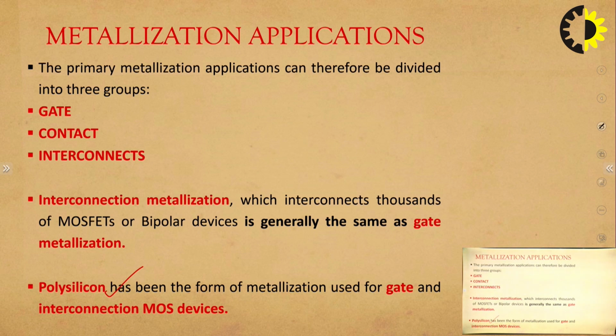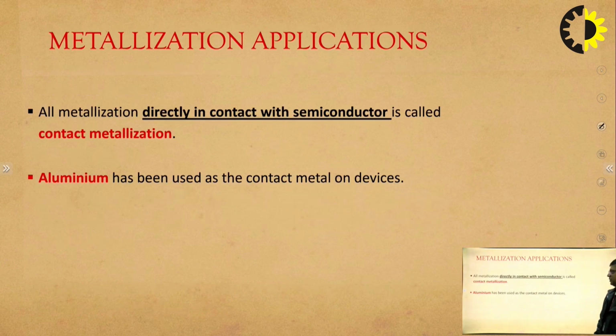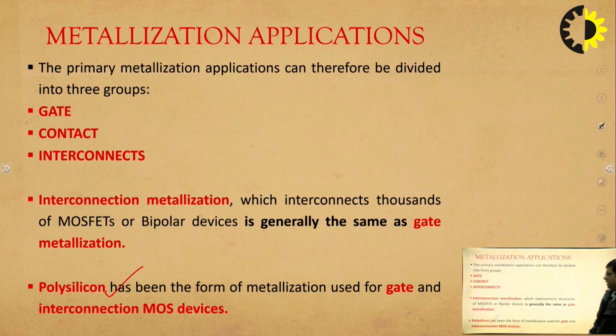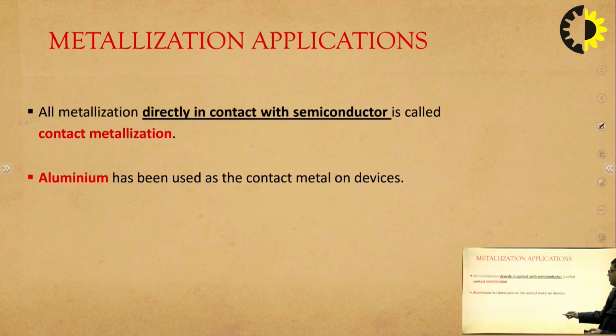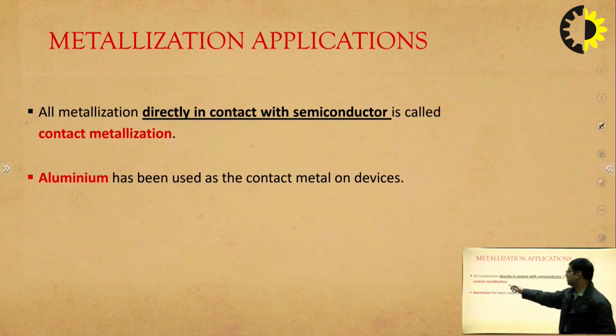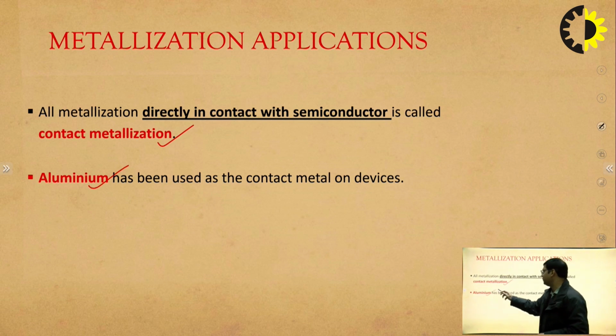Polysilicon has been the form of metallization for gate as well as interconnection. Now, here, when we talk about contact, we are talking about source and drain contact. Source and drain are known as contact because in this case, the substrate is in direct contact with the metal layer. So all metallization directly in contact with the semiconductor is called contact metallization, and here we are using aluminium.